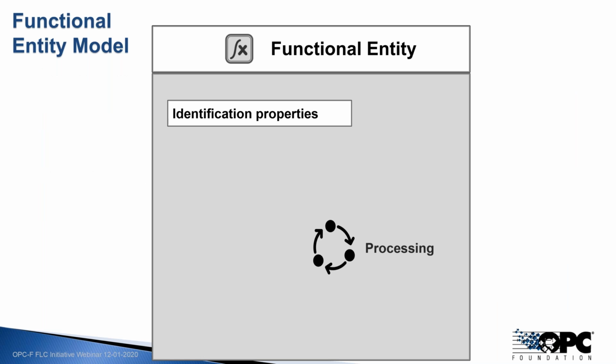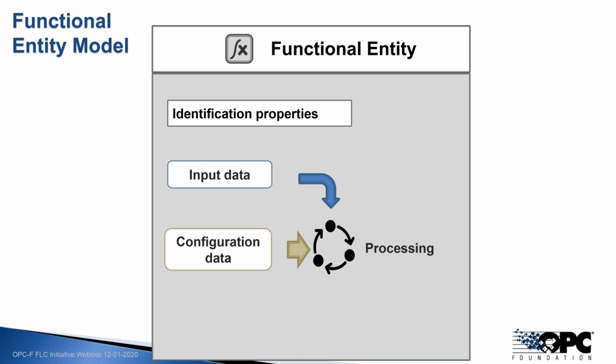So let's talk a little bit about the functional entity model. The asset model described the physical and occasionally logical, because it can include firmware or aspects of the device. The functional entity model describes the functionality that this device exposes. It includes identification properties, again, so I can identify it. It may have configuration data that's supported. It has input data, output data, that's all possible.